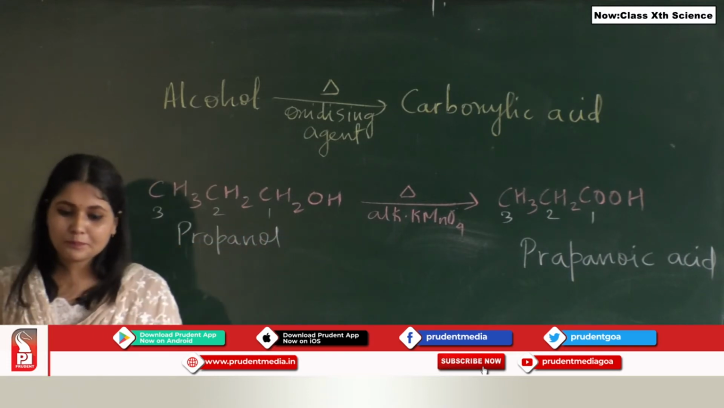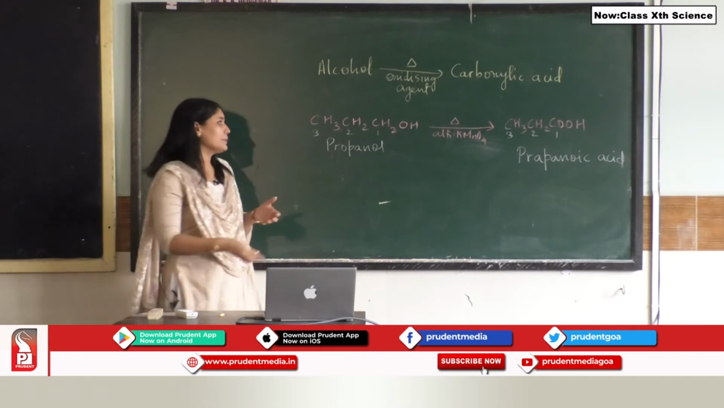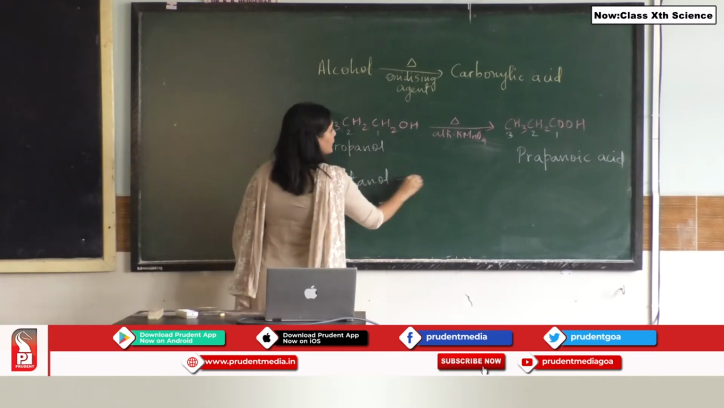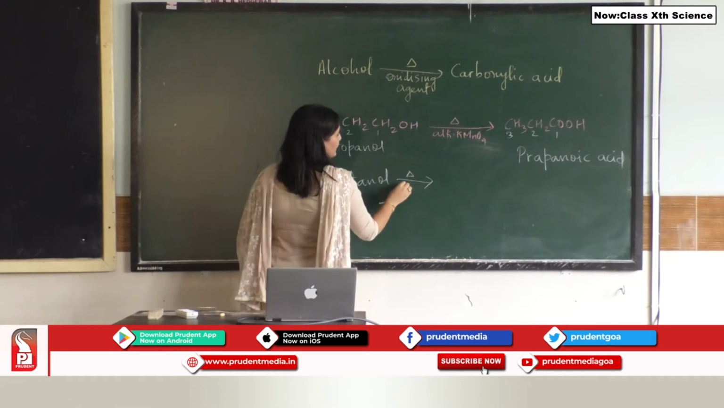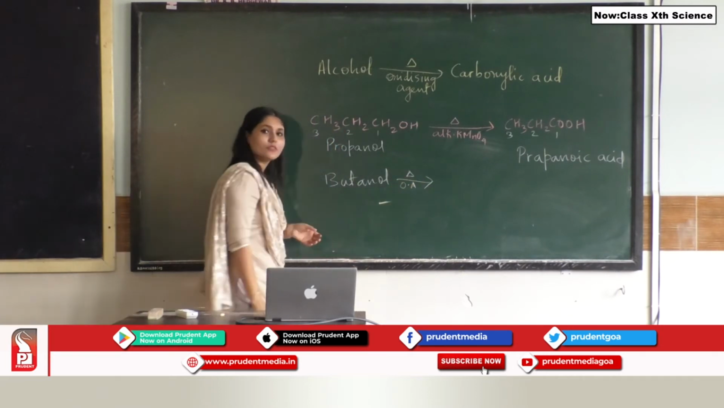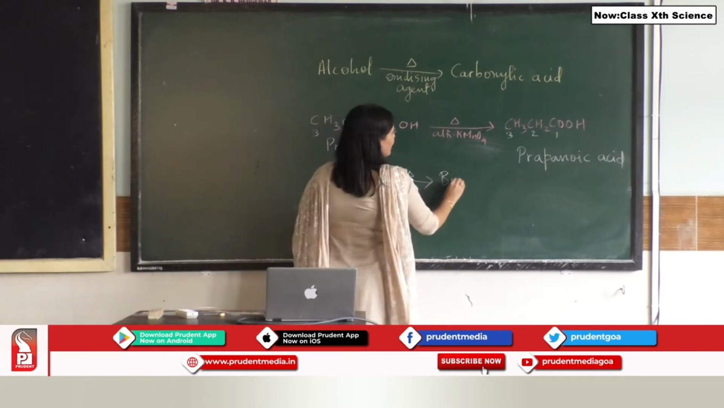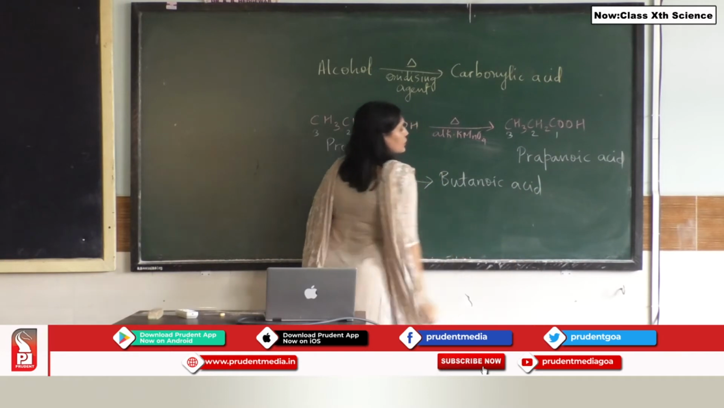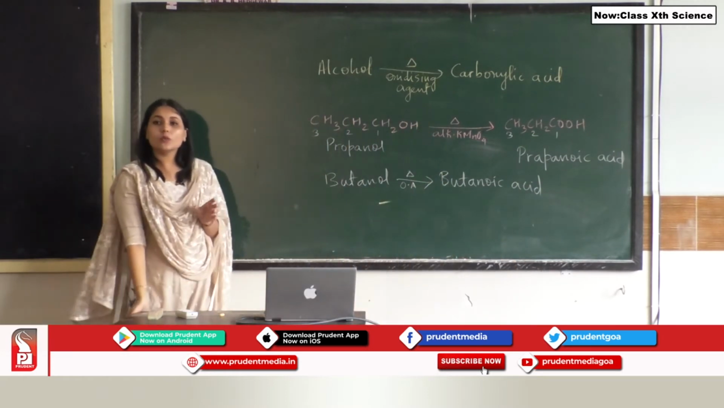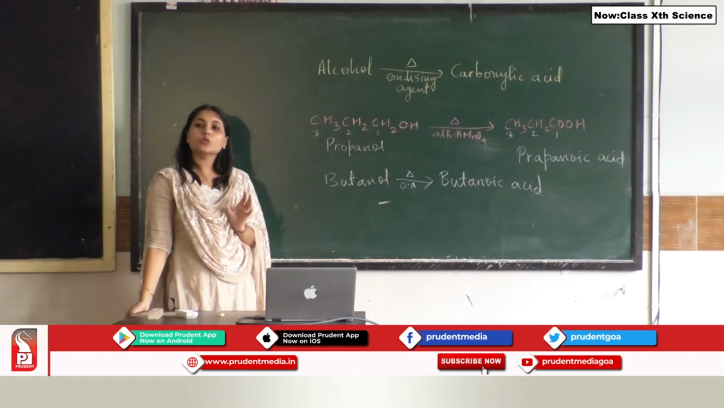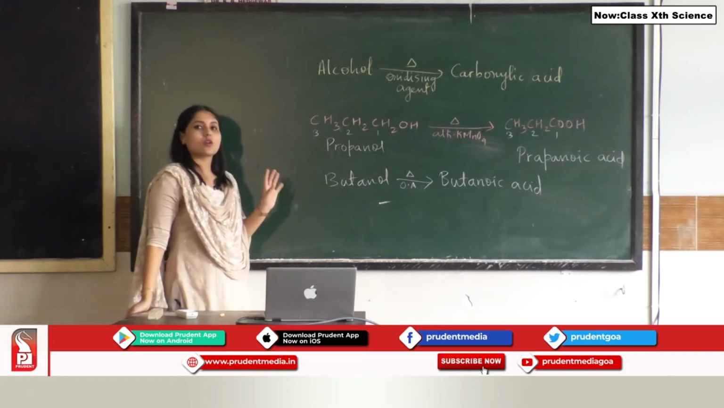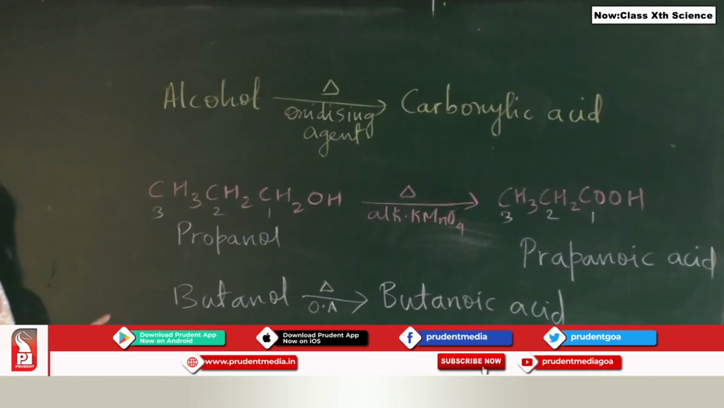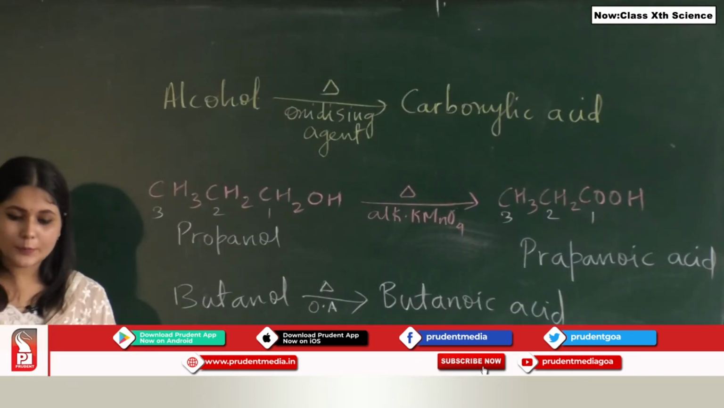So you see students, in the given example, propanol is giving you propanoic acid. Similarly, if you take another example, say butanol, I will not write the structure. If you heat butanol in the presence of an oxidizing agent, what will it give you? It is going to give you butanoic acid. So a simple way in which alcohol can be converted into its carboxylic acid is using the oxidation reaction, in which the presence of an oxidizing agent leads to the formation of your carboxylic acid.